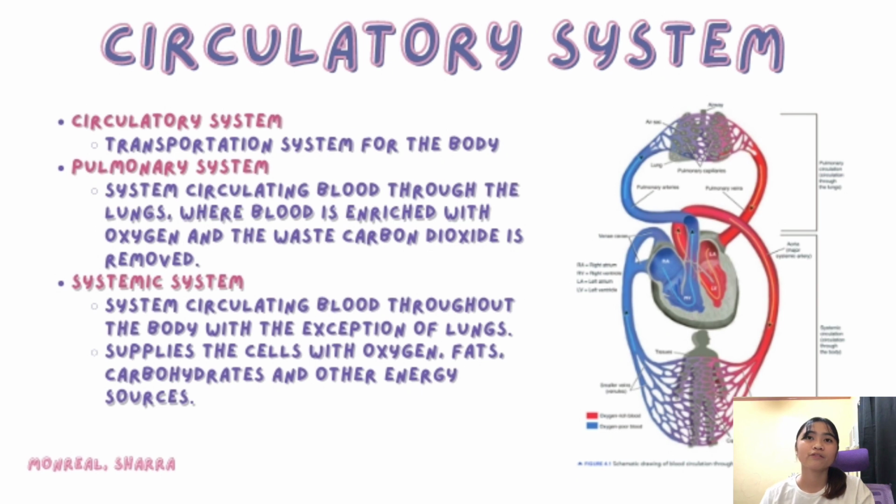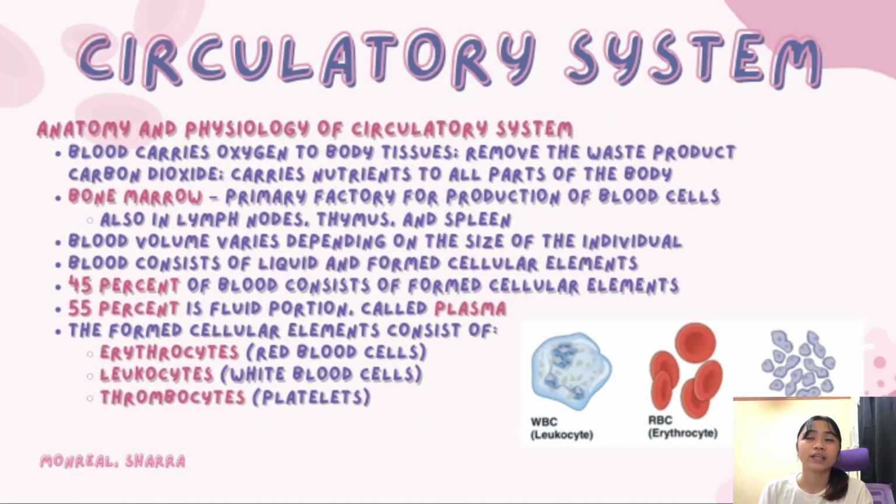Our blood volume varies depending on the size of the individual. For example, an adult body that weighs 68 kilograms contains approximately 5 liters of blood, while a preterm infant weighing 1 kilogram will have only 1 milliliter of blood. Our blood consists of liquid and formed cellular elements. 45% of blood consists of the formed cellular elements, while 55% is the fluid portion, or what we call the plasma. When we centrifuge our blood, the upper part is our plasma.